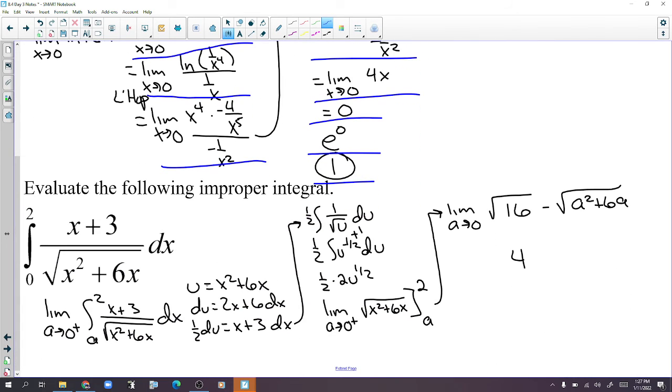Evaluate the following improper integral. We got u substitution on this one. So let's see. The integral, after we do the u substitution, there's the integral right there. The antiderivative, there's the antiderivative. Plug u back in. And we're going from 2 to a. But a is 0. That piece is 0. We end up with 4.